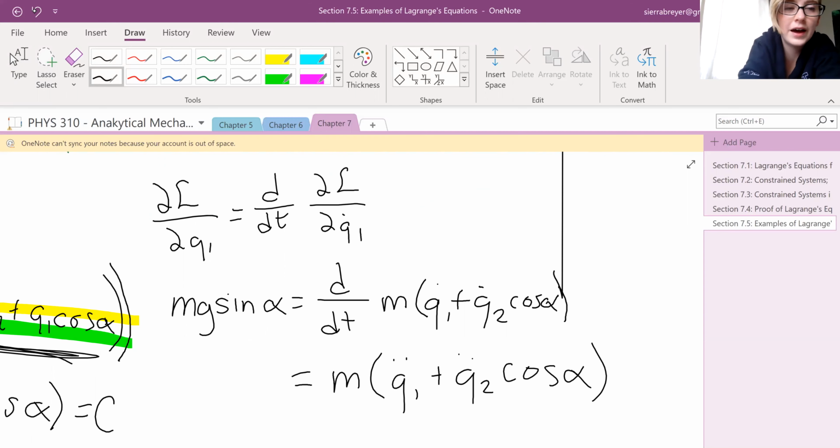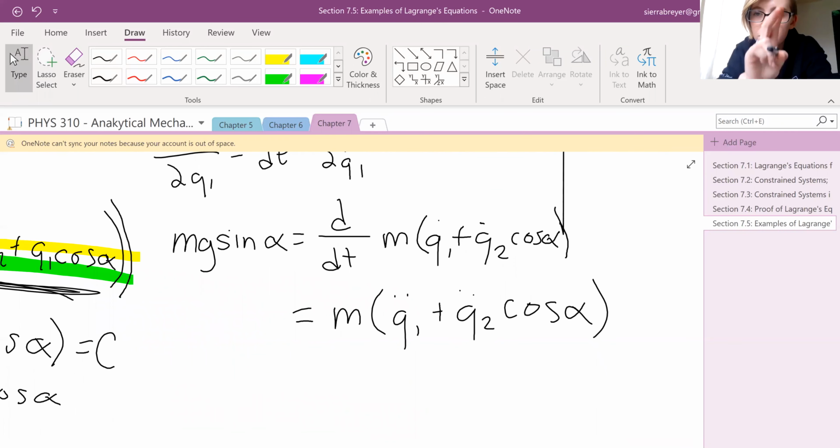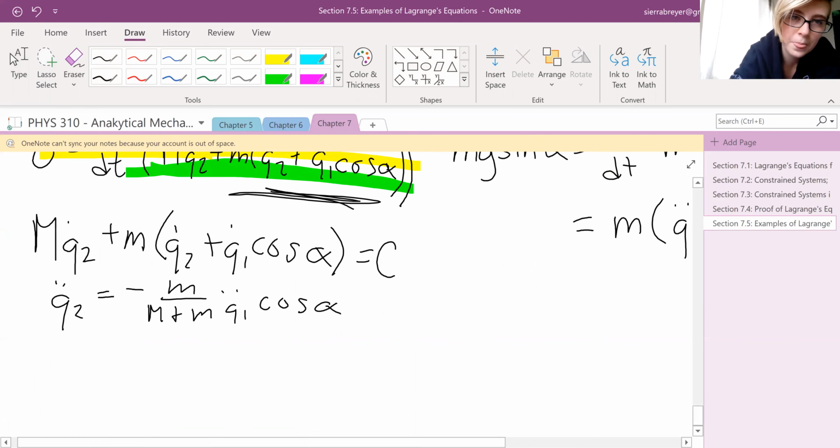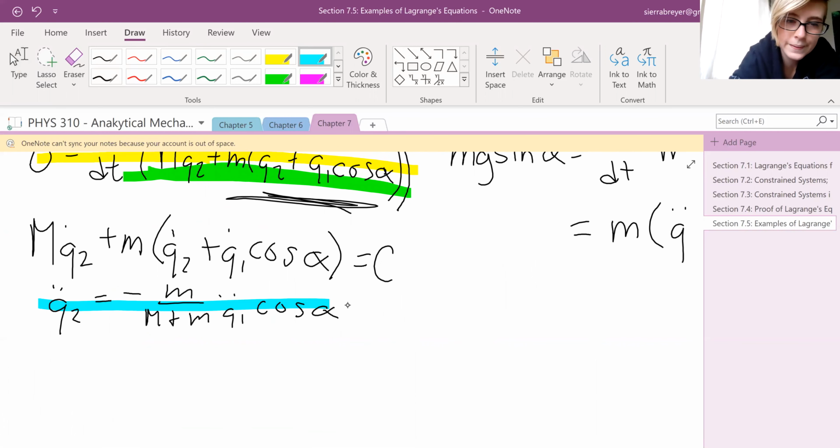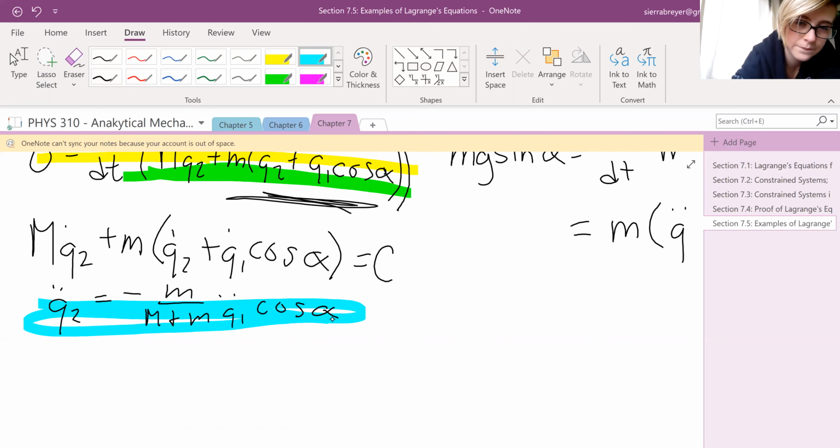But before we do that, I would like to point something out. Because we have two unknowns, we need two equations. So Q dot dot 2 that you see right there, I'm gonna plug in this. Okay?